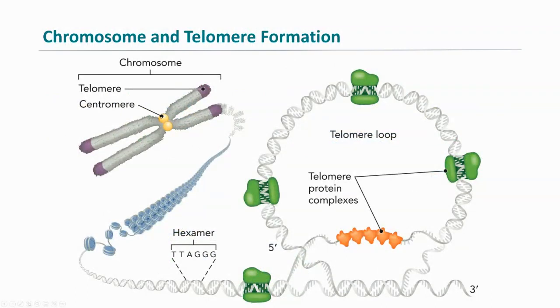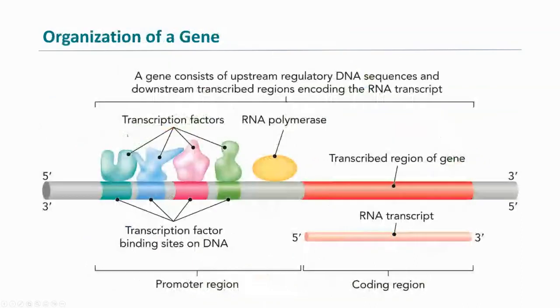And then for chromosome, you can see that we have a centromere, telomere, and the whole thing we call chromosome. We'll discuss that later. And the gene, basically a gene consists of the upstream regulatory DNA sequence and the downstream transcribed region, right? So upstream is the promoter, and then we have the transcribed region of the gene. Here we call it the coding region, and here is the promoter region. It requires the binding of trans elements, the RNA polymerase and transcription factors, okay?